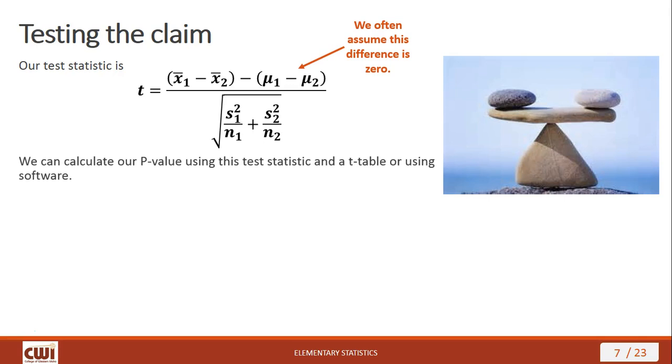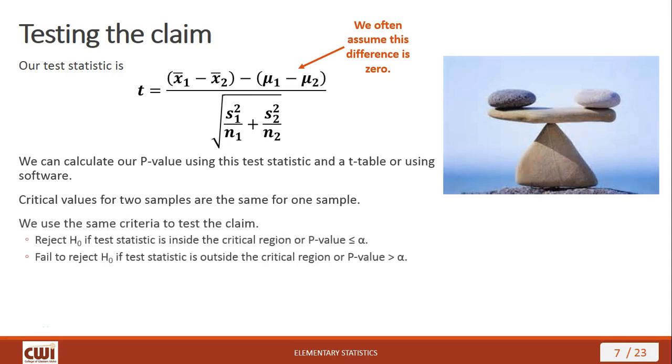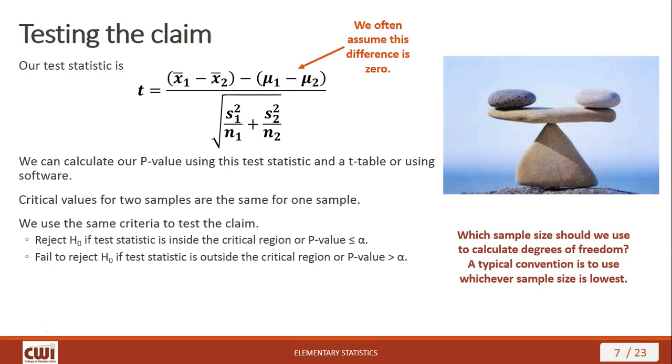We'll then use the test statistic to calculate a p-value using a t-table or software, or we can take the test statistic and compare it directly with a critical value. Critical values for two samples work the same way as they do for one sample. And the criteria that we're going to use to evaluate our hypothesis test is very much the same. So if we're inside the critical region, reject H0. If we're outside the critical region, then we're going to fail to reject H0.